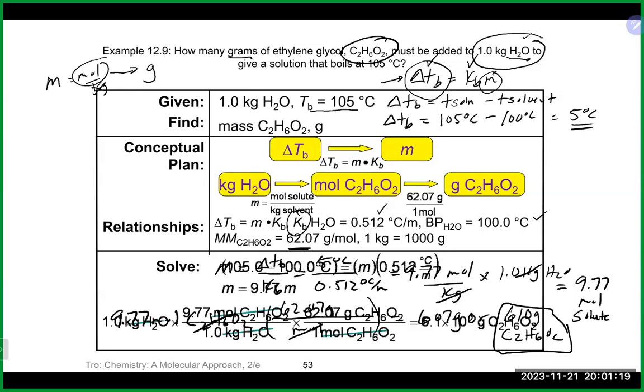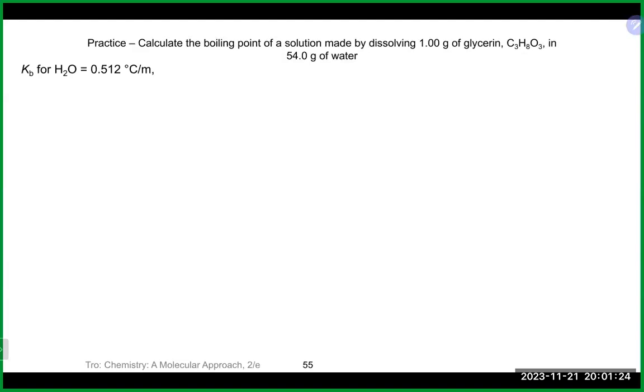All right, let's try one more here. What is the boiling point of a solution made by dissolving 1 gram of glycerin in 54.0 grams of water? The Kb is 0.512, carbon 12.01, hydrogen 1.008, and oxygen 16. See what you come up with here. We're looking for, in this case, the boiling point temperature of this solution.